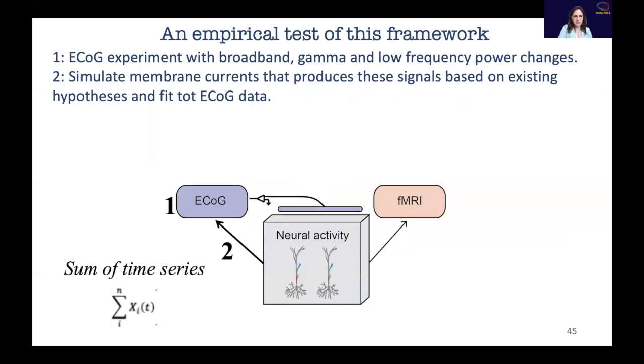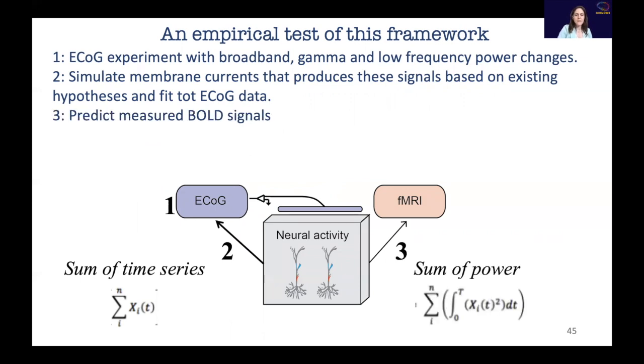So we have an ECOG experiment with these 3 features, and we can simulate membrane currents that produce these signals based on existing hypotheses and fit these to ECOG data. And so we tested whether these simulated membrane currents could also predict volt signals. We took the sum of the power across these membrane currents for different electrodes, and we found that for each stimulus, the simulated volt predicted the measured volt. And in V1, we could explain about 78% of variance.